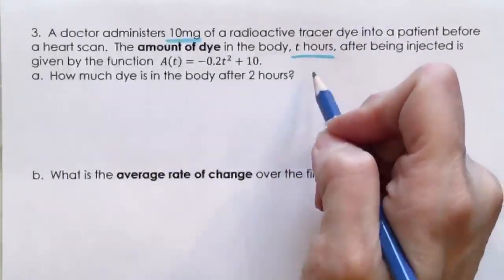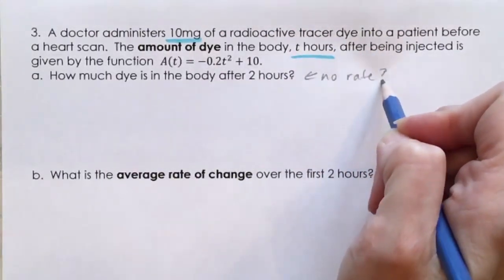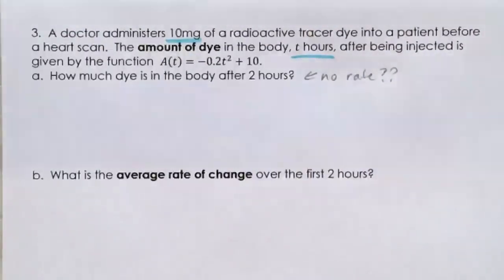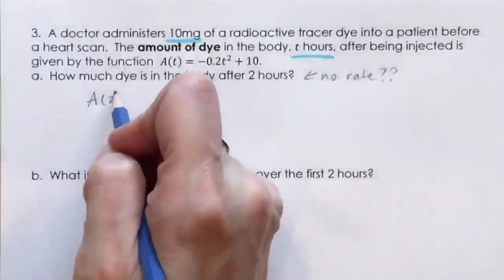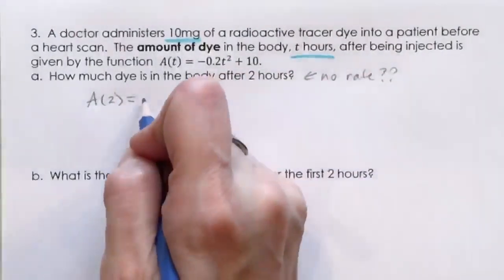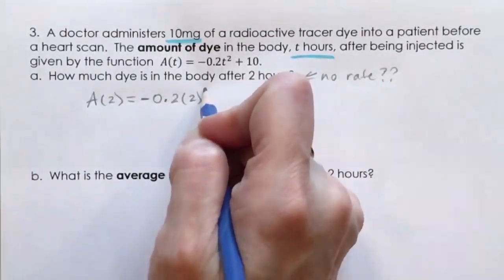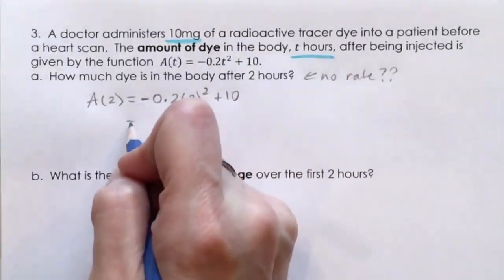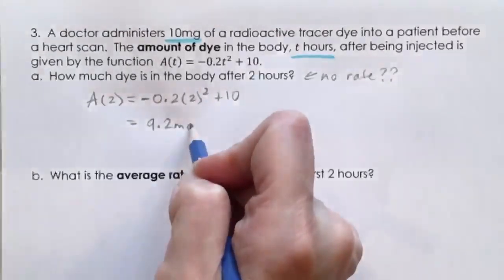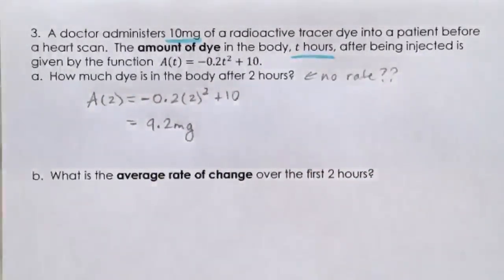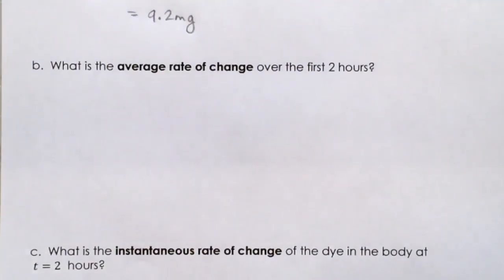So notice how this question doesn't ask for any kind of rate, average or instantaneous. No rate. It just asks how much dye is in the body after 2 hours. So really they're just asking you A(2). So you just replace t with 2, and determine that on your calculator, and you'll get 9.2 milligrams. Okay, so it doesn't ask you for a rate. Make sure you don't assume what the question is.